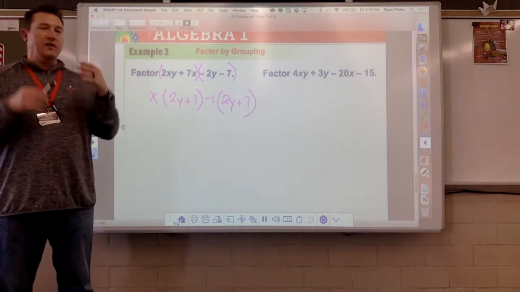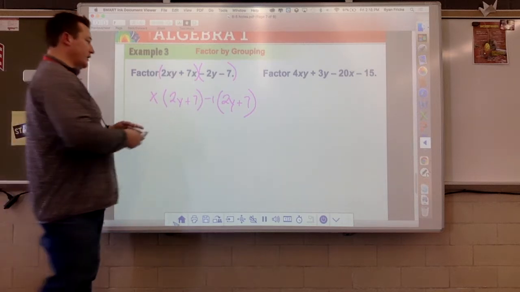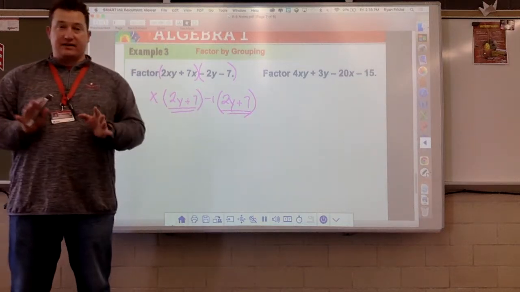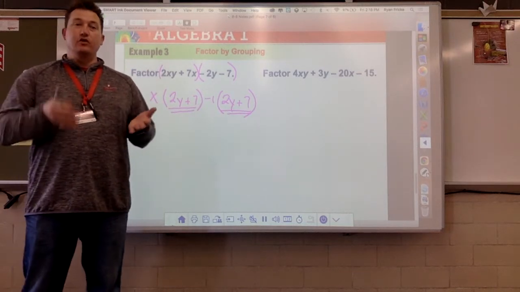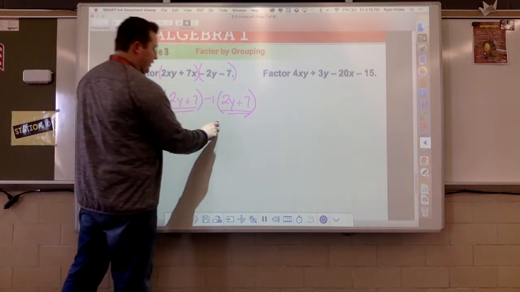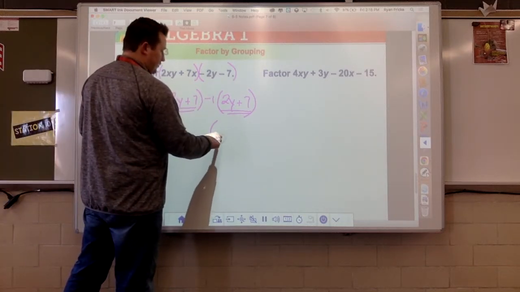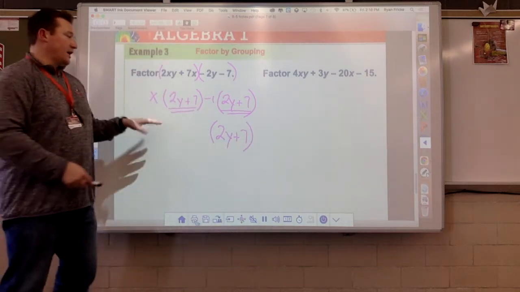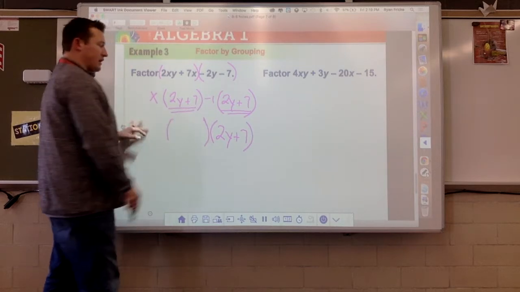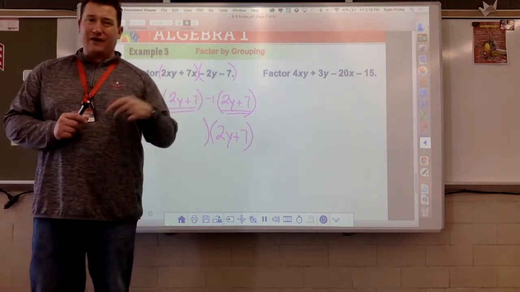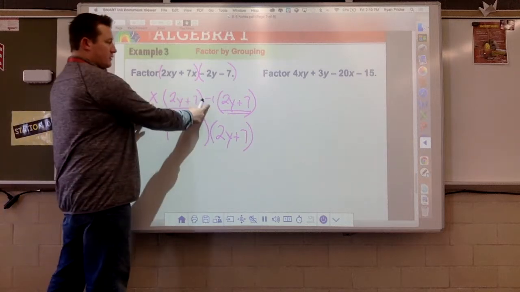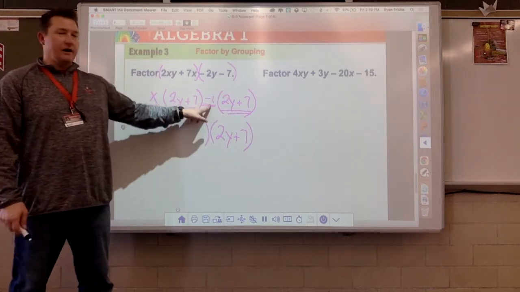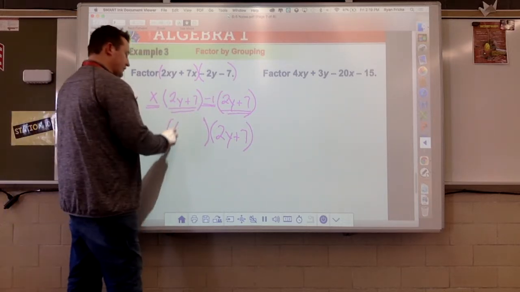In order to factor by grouping, these 2 binomials have to match identically. When they do, you've done this right. This is part of your answer. That was terrible. 2y plus 7. There is a second binomial that goes right here. Where do you get the factors for it? From the 2 things that you factored out. So x and negative 1 come together here, and it looks just like this.